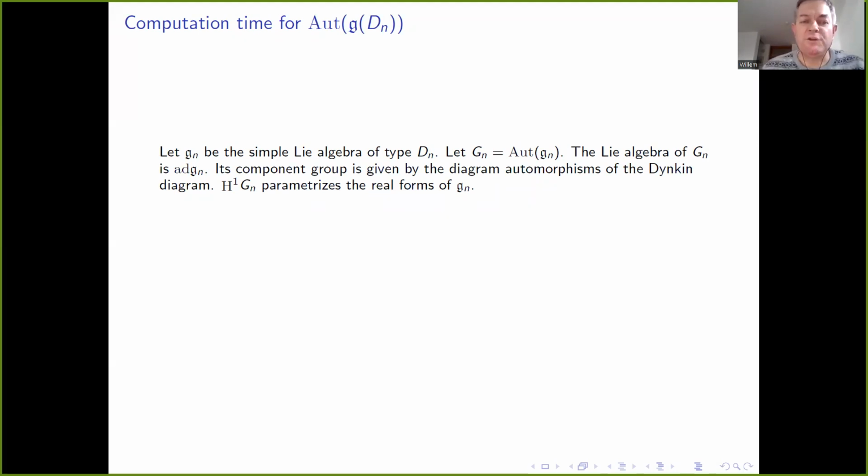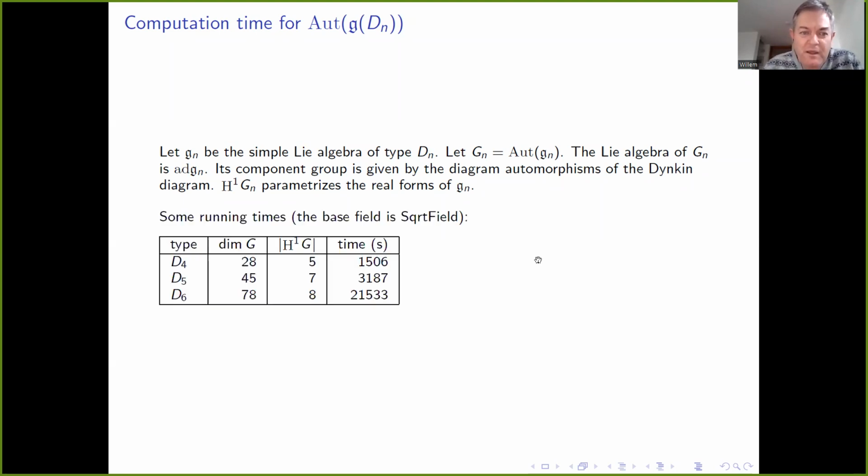And in this case, the H1 of Gn, so if I call it Gn, the H1 of Gn parameterizes the real forms of type Dn. So the real Lie algebra of type Dn. So we can actually check whether the answer is correct. And here are some running times. Well, here we have to take the base field equal to our homegrown square root field because it's not connected and we very much need this square root machinery.